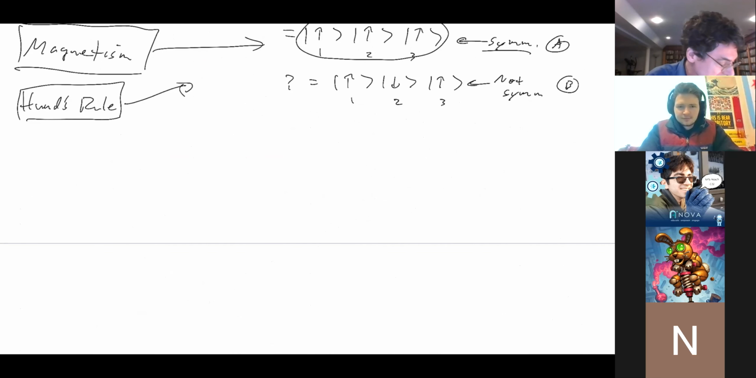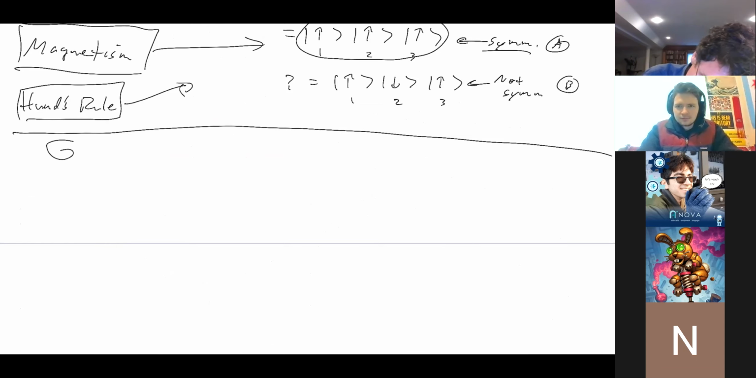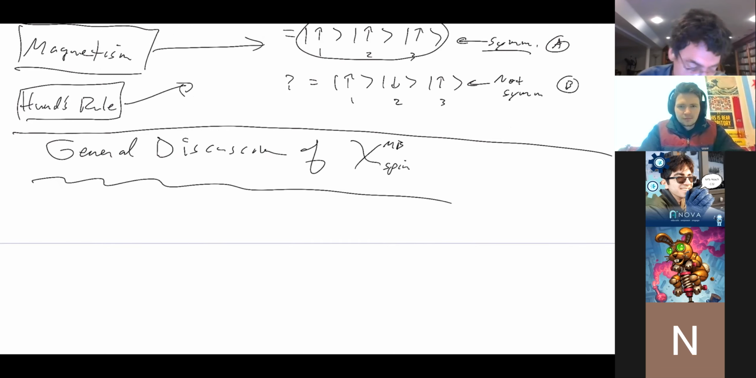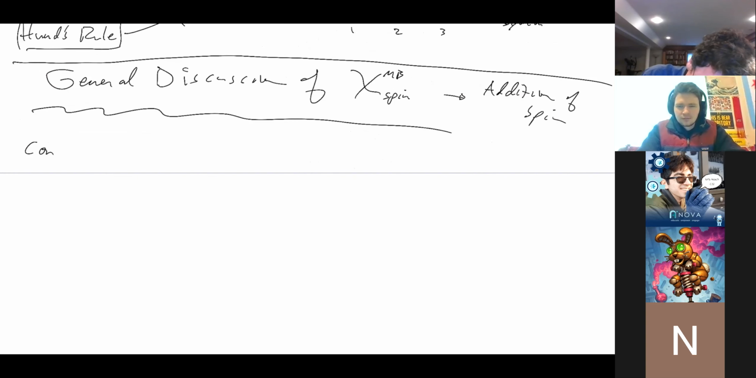Okay, so now this is bringing us into this whole discussion of spin. And so let's continue to discuss spin. Now I want to shift gears a little bit and have a general discussion of many-body spin states. And this is going to lead to addition of spin. So what we're going to do is, let's consider we have n particles with spin.